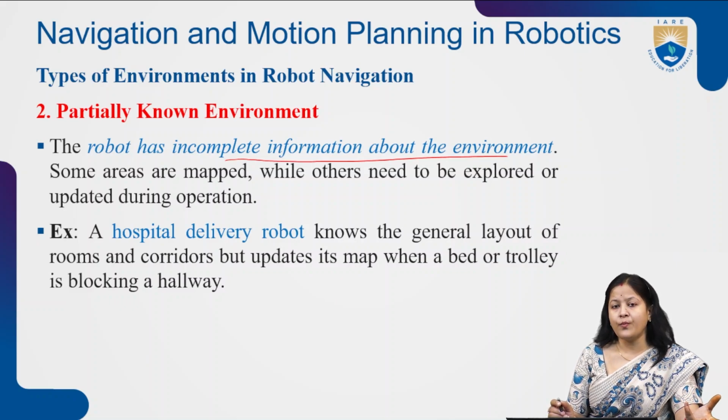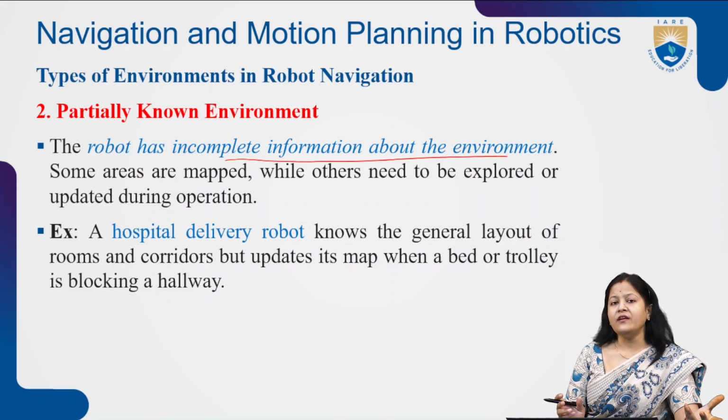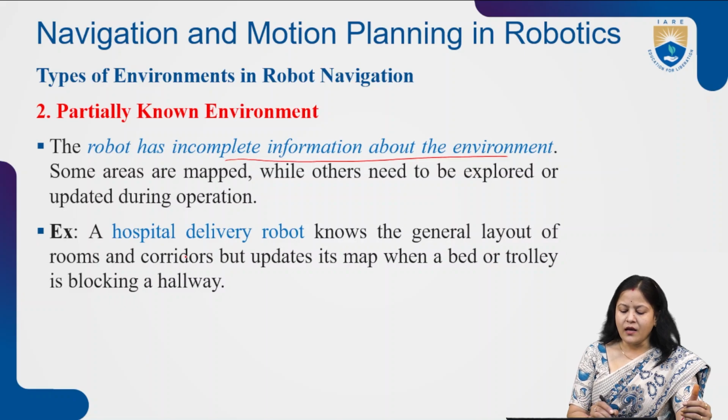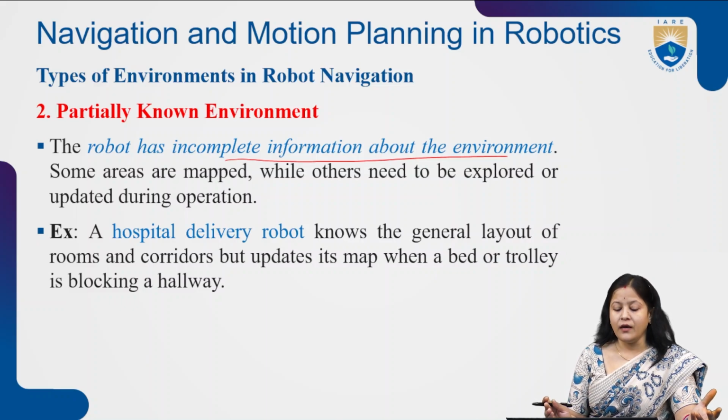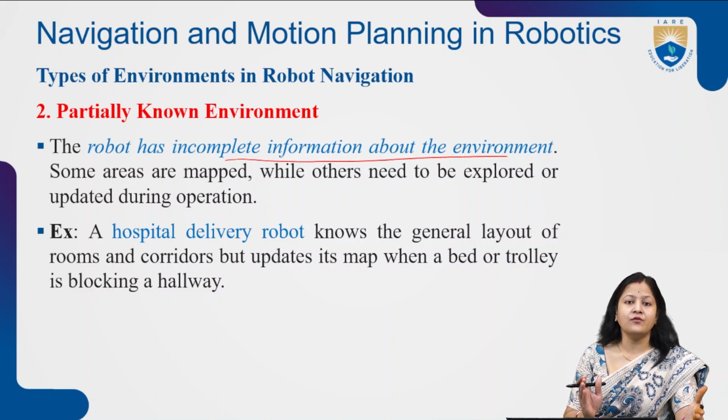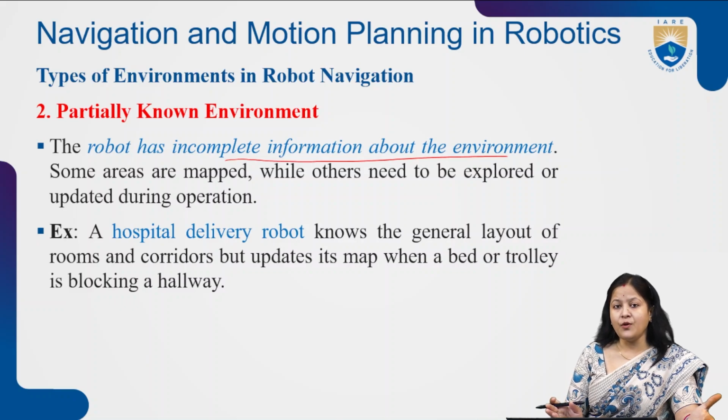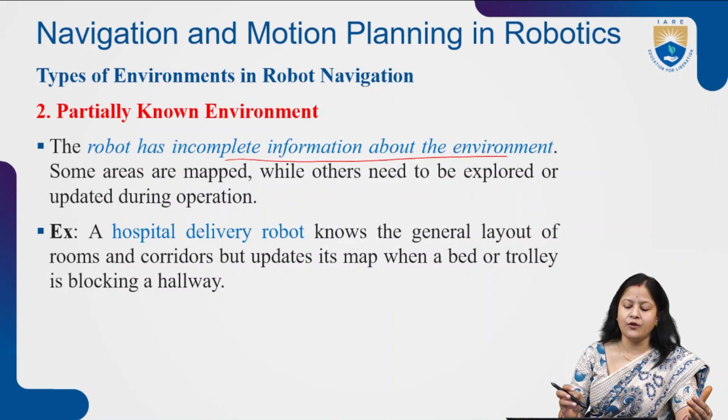The same hospital delivery robot, you can take as the example for the known environment, and even for the partially known one. When it is considered partial, you can see the hospital delivery robot knows the general layout of the rooms and corridors, but updates its map when a bed or trolley is blocking a hallway. So suddenly a trolley or a bed comes in front of the robot. That happens suddenly, and that is called the partially known environment. Though the walls, corridors and rooms are fixed, these movable objects may come at any point of time. In that case, it is called a partially known environment.